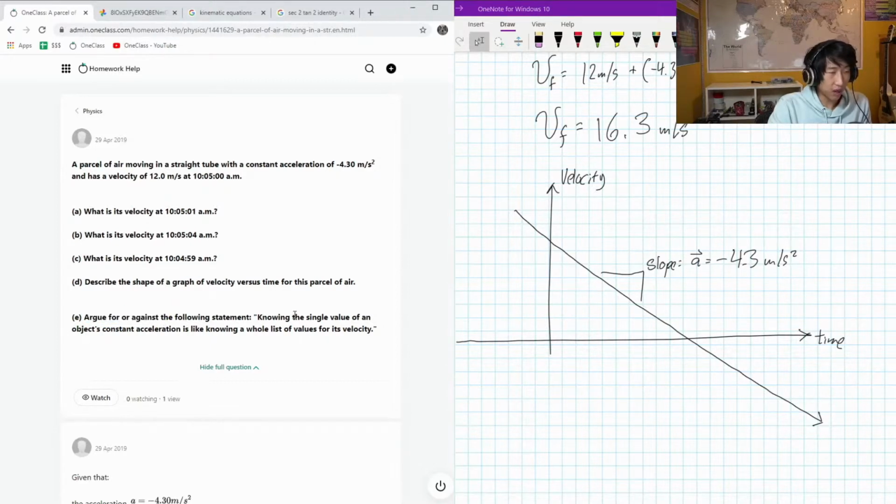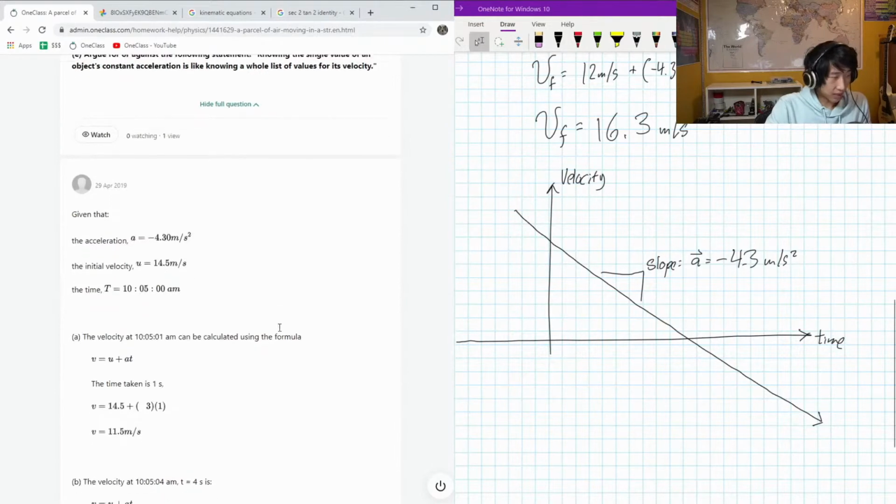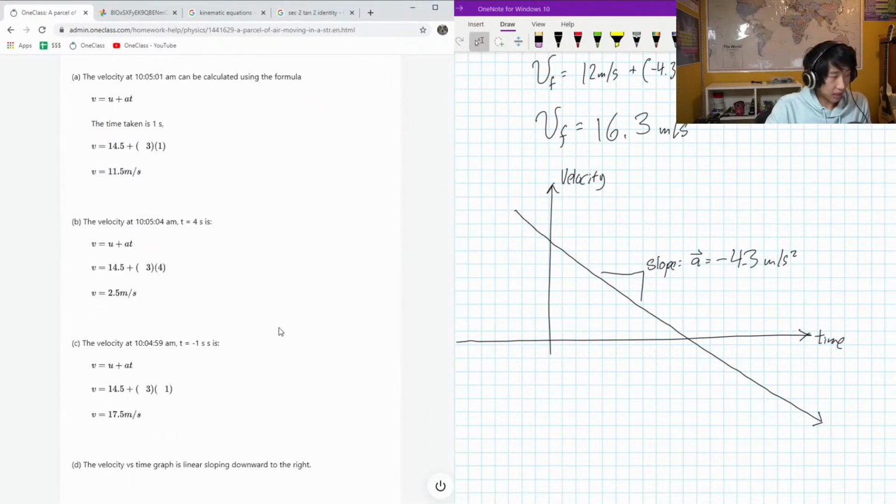a single value of an object's constant acceleration is like knowing the whole list of values for its velocity. And that is absolutely correct, because as long as we have one starting velocity knowledge point, we can calculate at any point in time. So even if we were going 1,000 years in the past, assuming a constant acceleration, we can calculate exactly what that velocity is going to be. Okay, so cool. This addresses this part of the calculation.